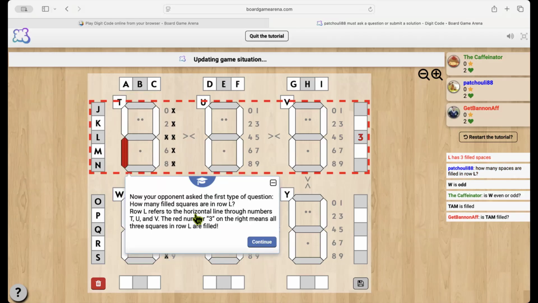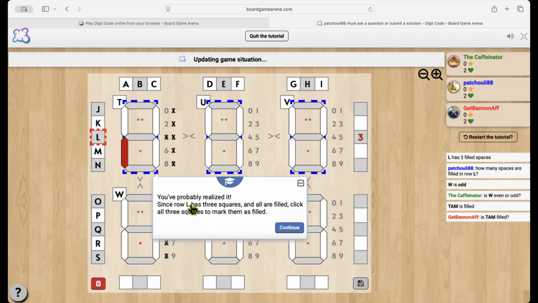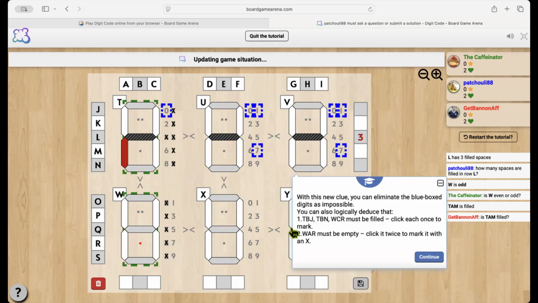Now your opponent asked for the first type of question. How many filled squares are in row L? Row L refers to the horizontal line through numbers T, U, and V. So these 3 areas. The red number 3 on the right means all 3 squares in row L are filled. So we should mark it. Click on the 3s to mark them as filled, which I just did.